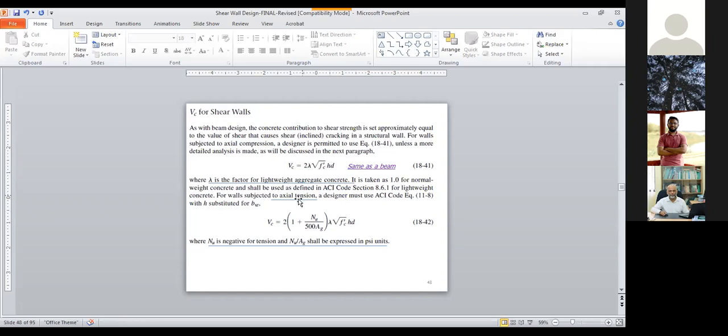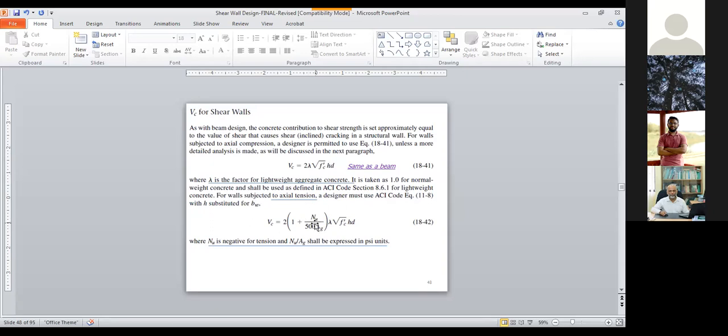And if you have axial tension in the beam, of course, in the case of beams we don't consider axial forces a lot. You can still remember that. But of course, a beam can be subjected to axial force, tension, or compression. If it is subjected to axial tension, you need to reduce the shear capacity of the beam. So in that case, you have to use this equation.